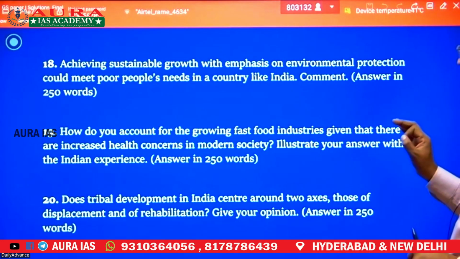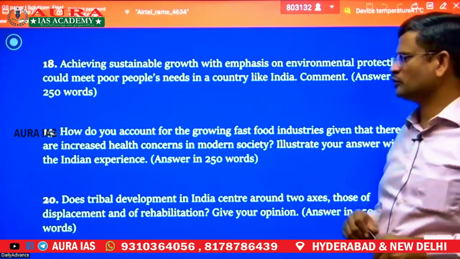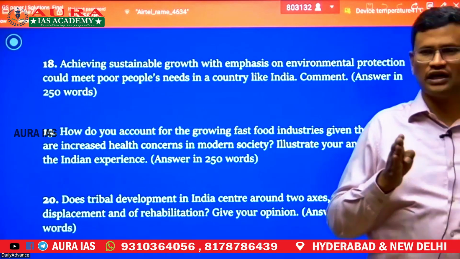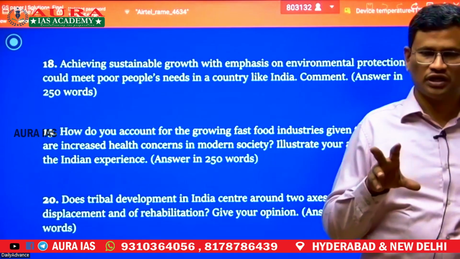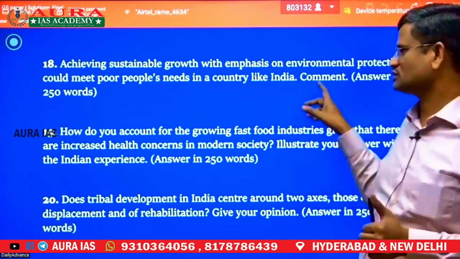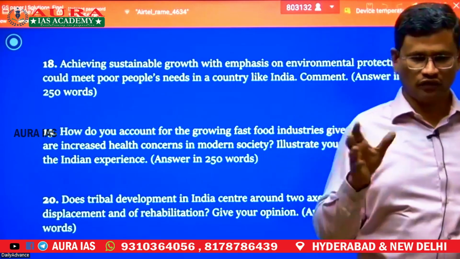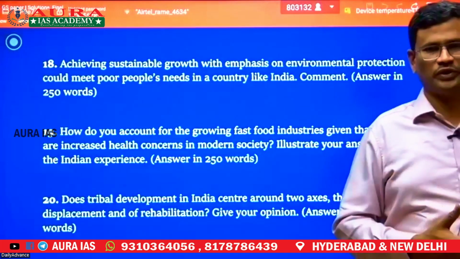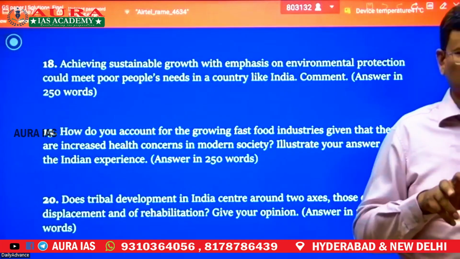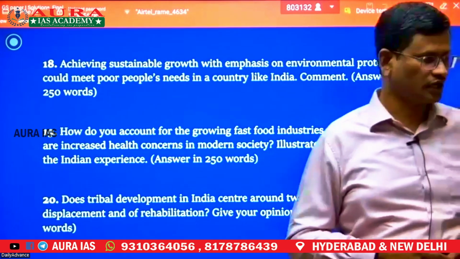Achieving sustainable growth with emphasis on environmental protection. When it comes to environmental protection, we are focusing a lot on electric vehicles. There is a scheme called FAME, Faster Adoption and Manufacturing of Electric Vehicles. And also we have a National Green Hydrogen Mission. We also have the National Action Plan on Climate Change, and we have the concept of Sustainable Development Goals. So several initiatives are being taken to ensure that there is environmental sustainability in the long run.